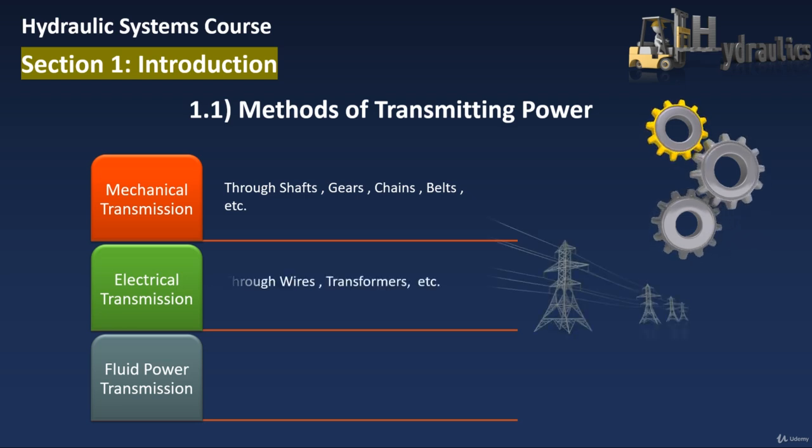For electrical transmission, the electricity needs to travel from where it was created, like power plants, to where it will be used, and this is normally done through wires and transformers. If you observe the street, you will find lots of transformers and electrical wires on the road.